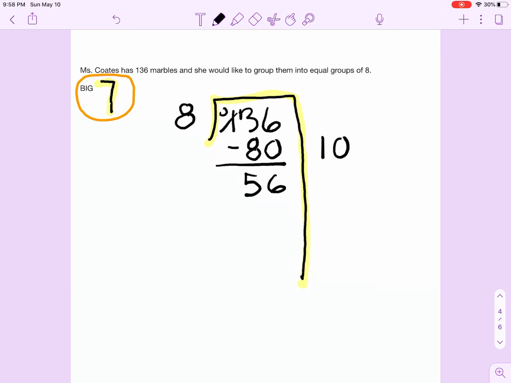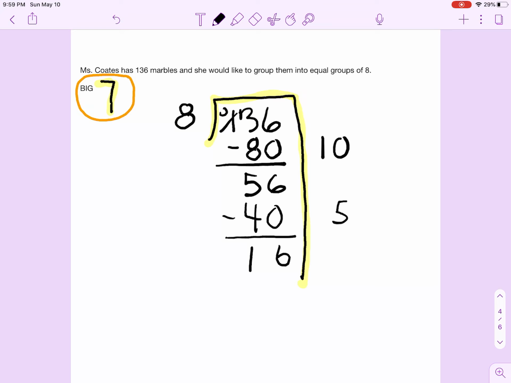but let's just take a little bit smaller group. Let's just take 5 groups of 8. I know that 5 groups of 8 is equal to 40. So I'm going to put 5 over here, and I'm going to take out those 40, and let's see what's left. Okay, what's left is 16.